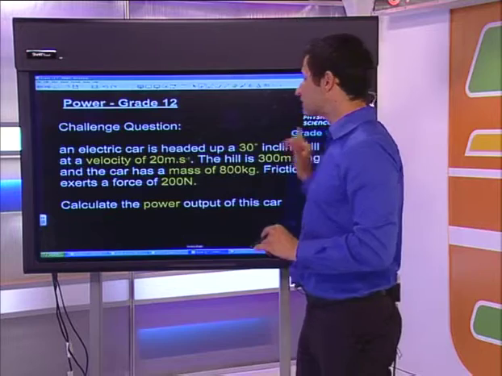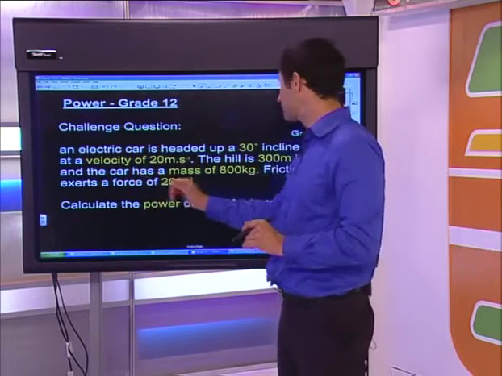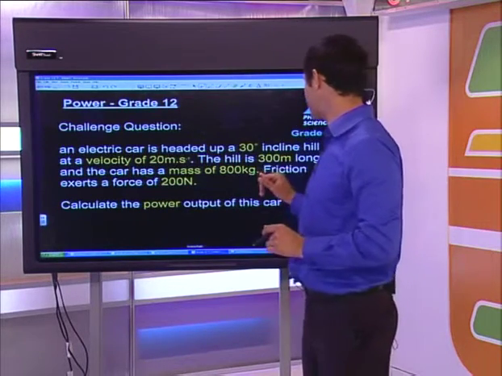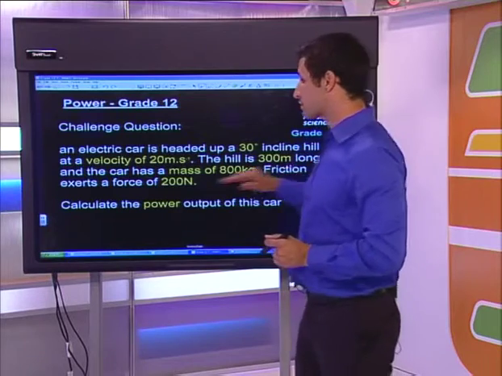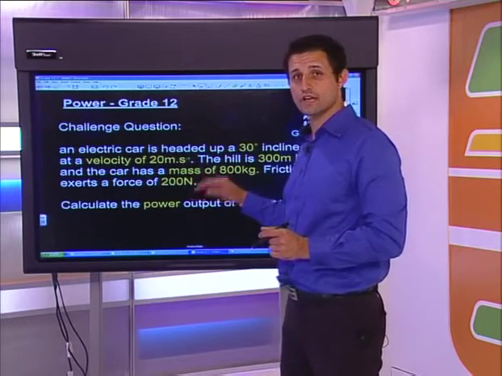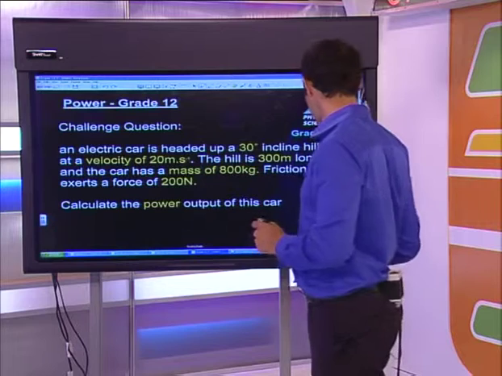The hill is 300 meters long, and that's other information which is given. And then there's a mass of 800 kilograms. Friction exerts a force of 200 newtons. These are all given pieces of information.